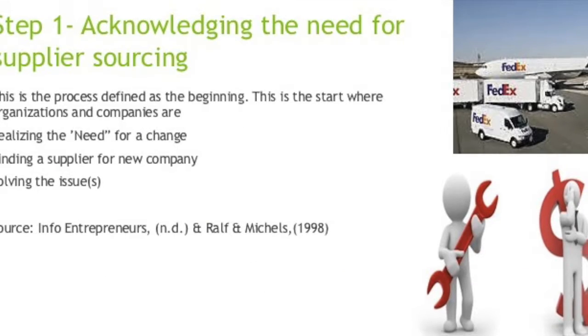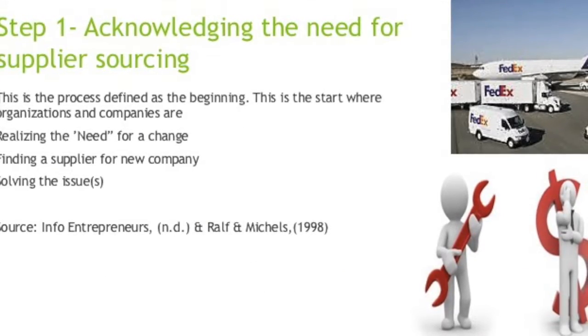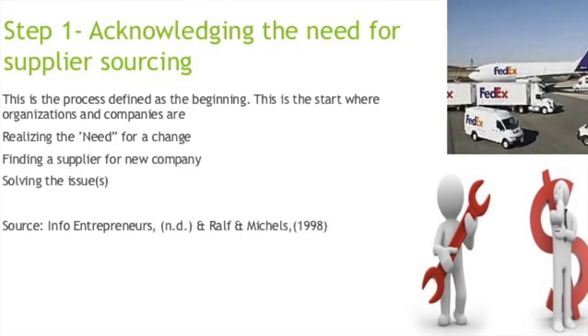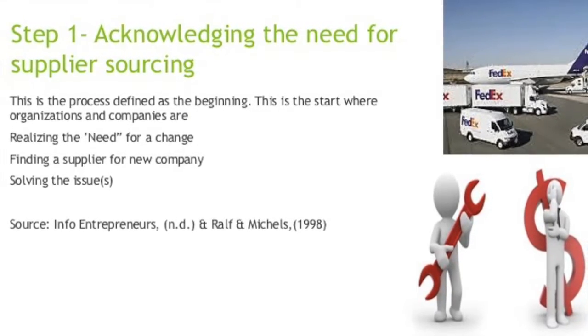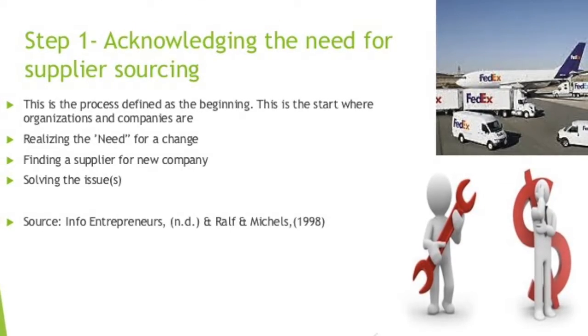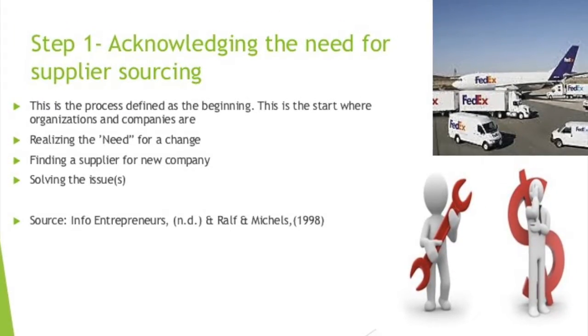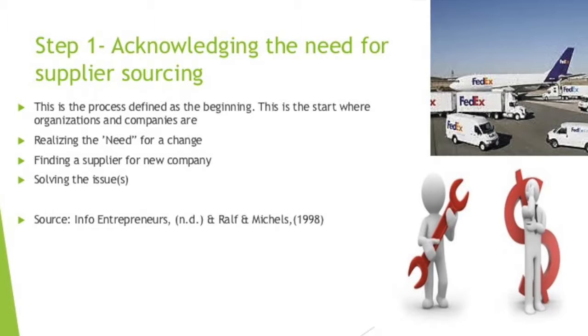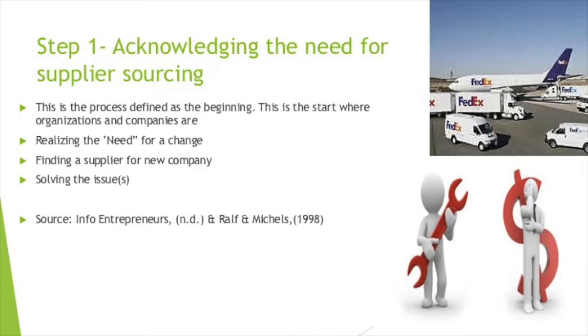The first step of the supply sourcing selection process is acknowledging the need for supply sourcing. This is the basic step or the beginning of the process. This is where organizations realize the need for change, identify and solve solutions to management issues, and obviously starting a new company and finding a partner that they can source with.